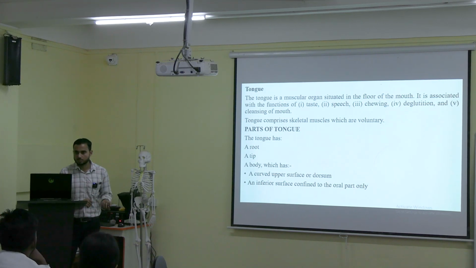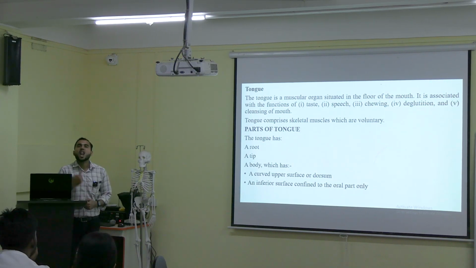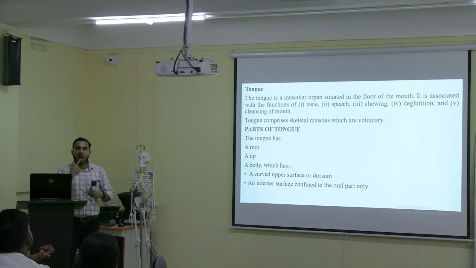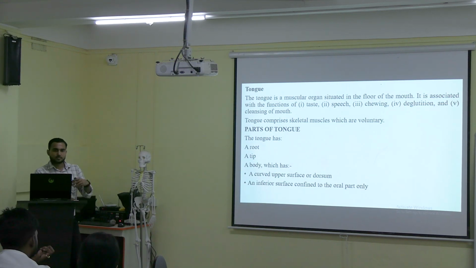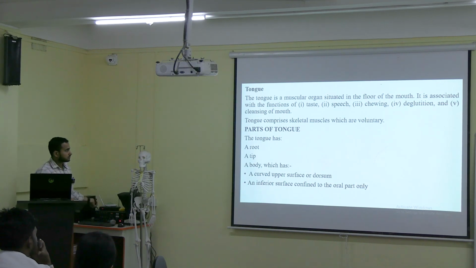This is called the dorsum of the tongue. Now another surface is there, called the inferior surface. When you open your mouth and elevate the tongue, this is the inferior surface of the tongue. So you have to know what is present in the dorsum of the tongue and what is present in the inferior surface of the tongue. And this inferior surface of the tongue is confined to the oral part only.